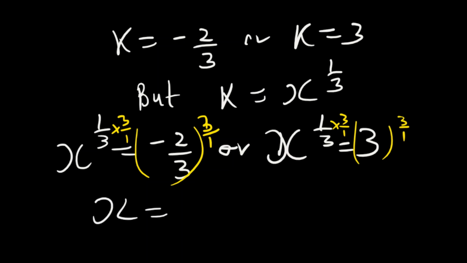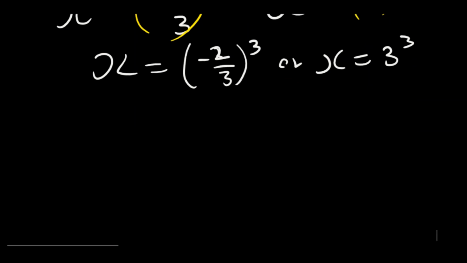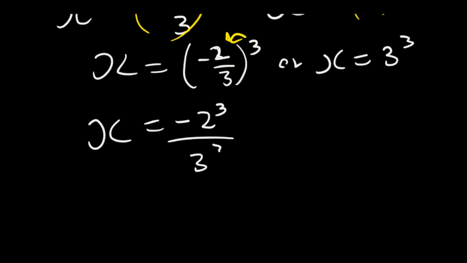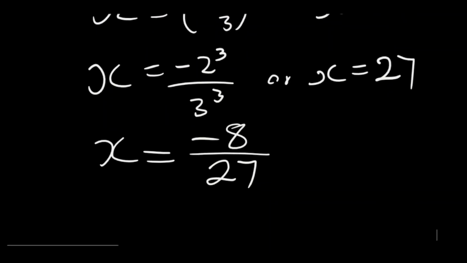So you're going to have x equals minus 2 over 3 to the power of 3, or x equals 3 to the power of 3. And then this exponent here will multiply any exponent that it finds inside. So you'll have x equals minus 2 to the power of 3 over 3 to the power of 3, or x equals 27 for this one here, because 3 to the power of 3 is 27. And therefore you can punch your calculator here now to find the solution for this problem here, which I'm getting minus 8 over 27. So now you have your solutions of x, this one here and this one here.